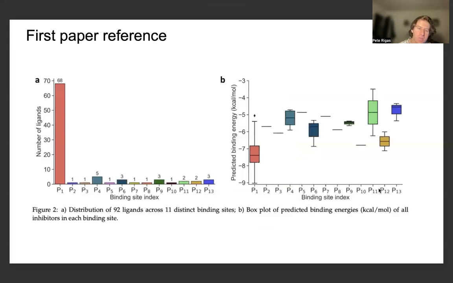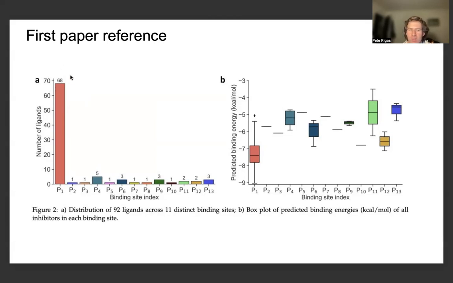And from the possible binding pockets that were demonstrated on the previous slide, the paper from the deep learning framework makes use of looking at 92 ligands, which are distributed across 11 distinct binding sites. So in figure A, this figure demonstrates, from the binding site index, the distribution of the number of ligands per binding site, or per binding pocket.